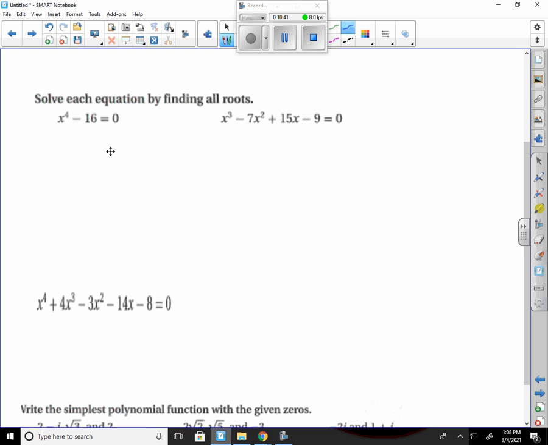Next group. Solve each equation by finding all roots. This is one we've done already. X to the fourth minus 16. You're welcome.